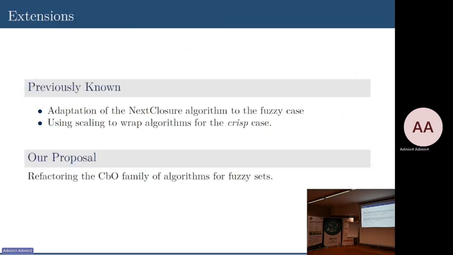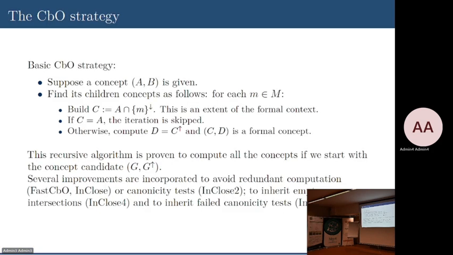So in the fuzzy case, the only algorithm that has been properly extended has been the NextClosure algorithm. The rest are used by scaling and wrapping the algorithms in the crisp case. This is a strategy used by Bělohlávek and Konečný in their paper in the IEEE conference in 2017. Our proposal is to refactor the CbO family of algorithms in a native fuzzy way.